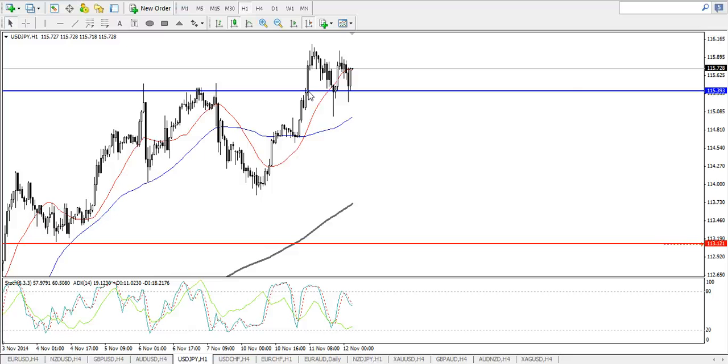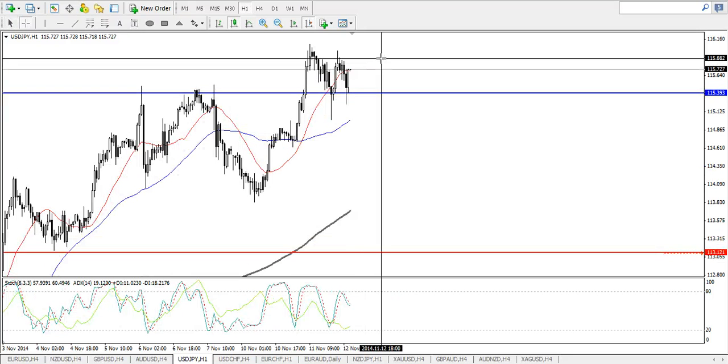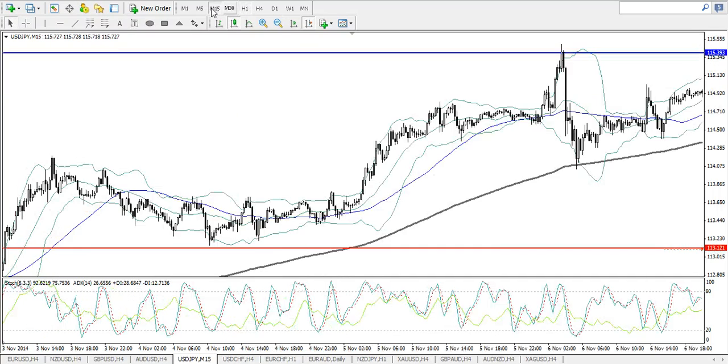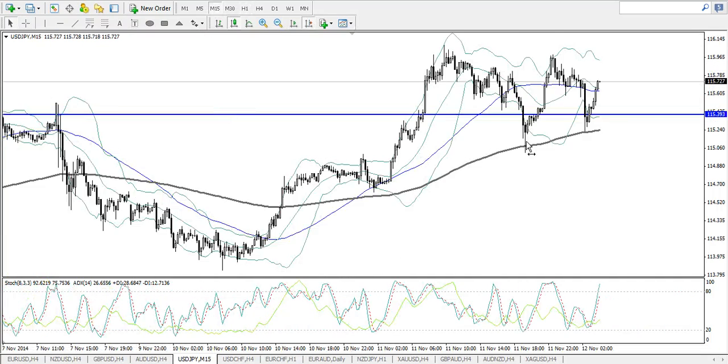Probably just shift a little bit at the price of 115.39. And yes, price might just retrace further from here. Zooming into the 15 minutes chart.